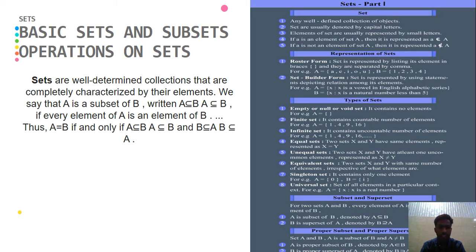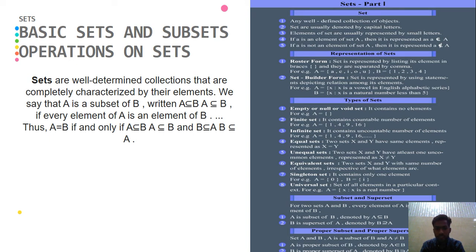Sets. Basic sets and subsets. Operations on sets. Sets are well-determined collections that are completely characterized by their elements. We say that A is a subset of B, written as A is less than or equal to B, if every element of A is an element of B. Thus A is equal to B if and only if each is a subset of the other. Number 2, representation of sets.